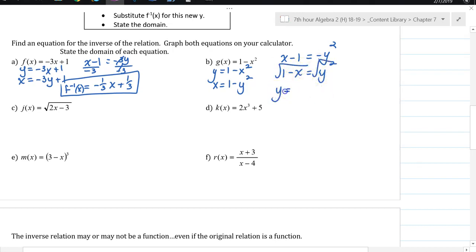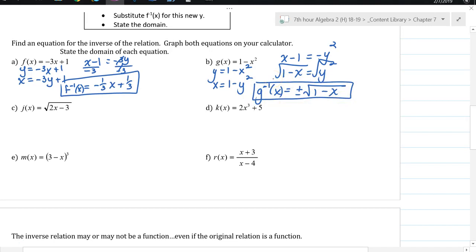And when I take the square root of both sides, I have to remember the plus or minus or I won't get the whole graph. Okay. So instead of calling it y, I have to give it its proper name. Since my original equation is called g of x, then I'm going to call this one g inverse of x.